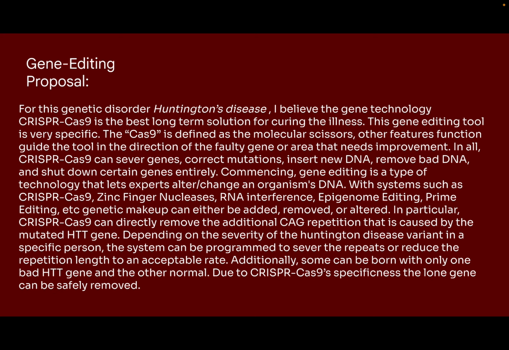Gene editing is a type of technology that lets experts alter or change an organism's DNA. Genes can be added, removed, or altered. In particular, CRISPR-Cas9 can directly remove additional CAG repeats caused by the mutated HTT gene, depending on the severity of the Huntington's disease variant in a specific person. The system can be programmed to sever the repeats or reduce the repetition length to an acceptable rate. Some can be born with only one bad HTT gene and the other normal. Due to this technology's specificity, the lone gene can be safely removed.